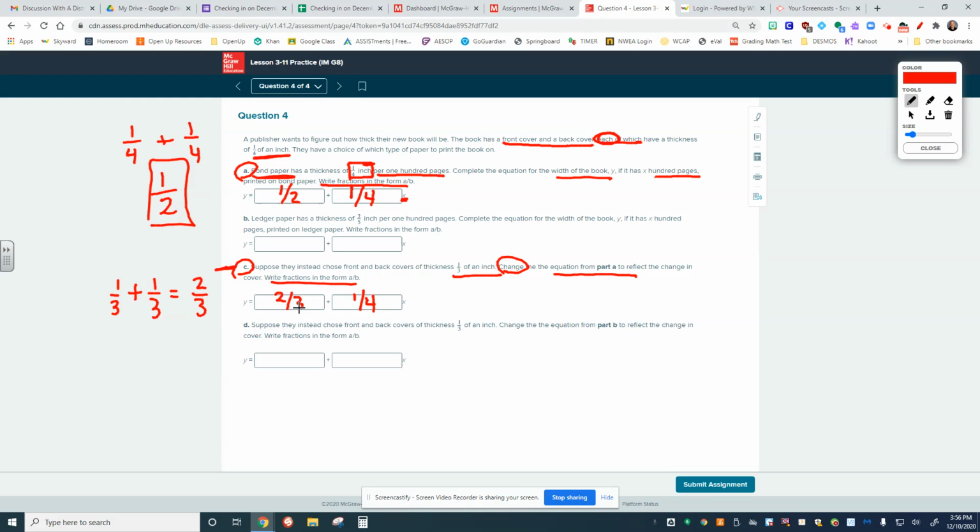There you go. Work off of part B, part D, using the information that I just gave you right here.